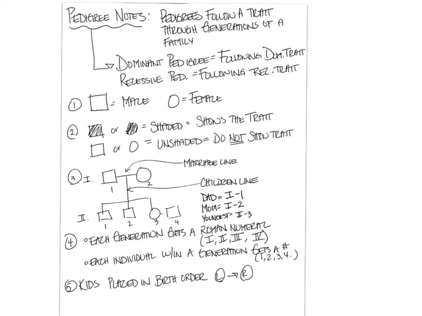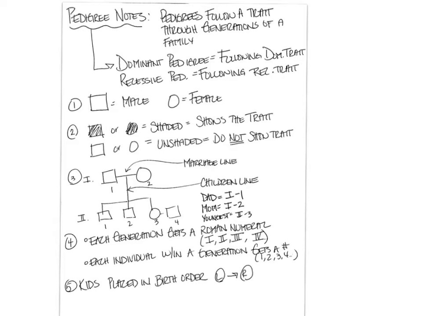Okay, here are the notes we took in class that cover pedigrees. Pedigrees follow a trait through generations of a family. So they're kind of just like family trees, essentially. You can follow either a dominant trait or a recessive trait. If you are following the dominant trait, you will be drawing a dominant pedigree. If you're following the recessive trait, then you're going to be drawing a recessive pedigree.